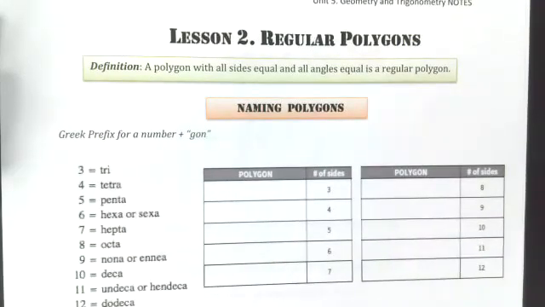So regular polygons. First, what's a polygon? A polygon is a closed shape that has many sides, 3 or more, okay? We talked about a couple of different polygons last class. We talked about triangles and quadrilaterals, right? So now we are looking at different kinds of polygons that have more than 3 or 4 sides.